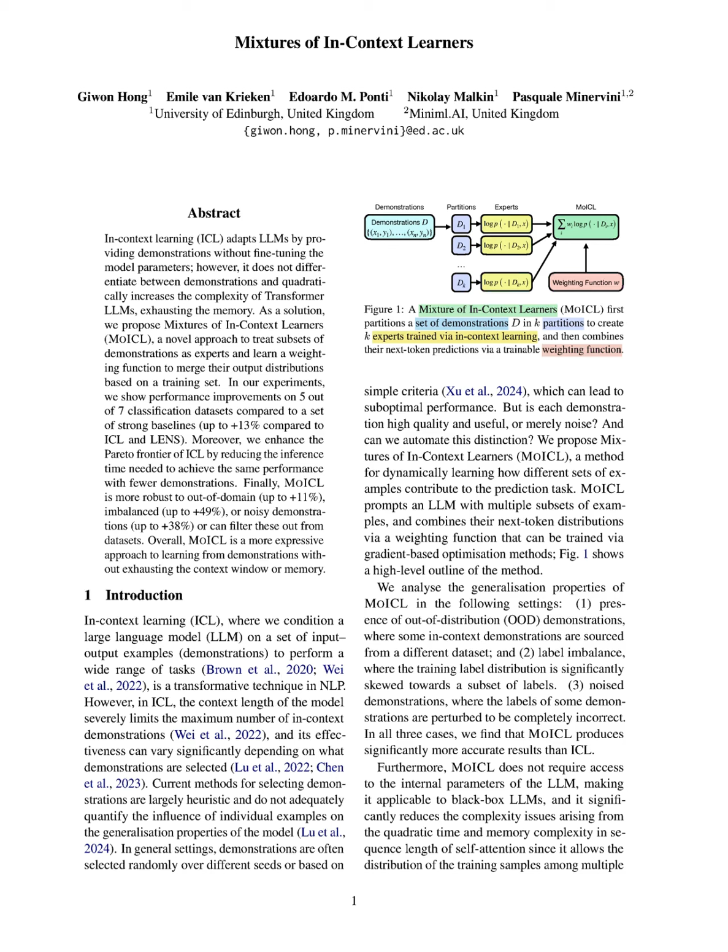For instance, if D_1 contains high-quality demonstrations relevant to the task, it may receive a higher weight compared to D_2, which might contain noisy or irrelevant examples. This dynamic weighting allows MoICL to effectively leverage the strengths of different subsets while mitigating the influence of less useful or harmful demonstrations, ultimately producing a more accurate prediction.